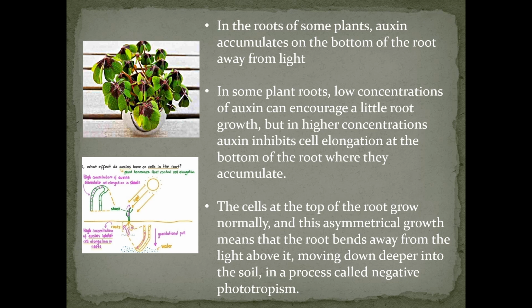The main root bends away from the light above, and moves down and deeper into the soil in a process called negative geotropism.